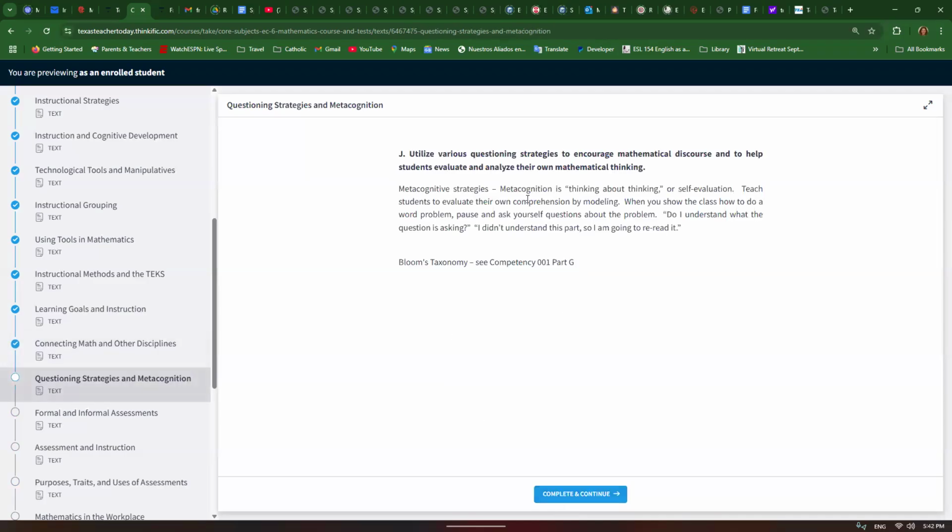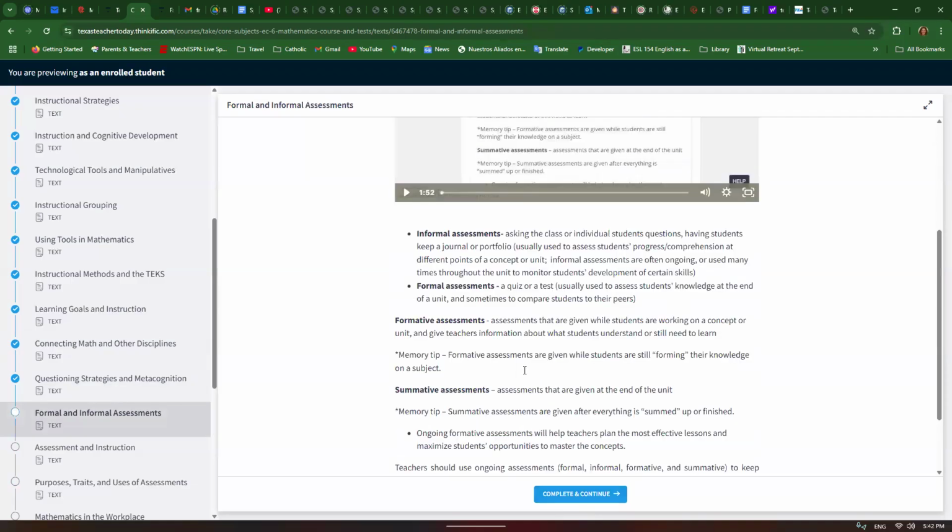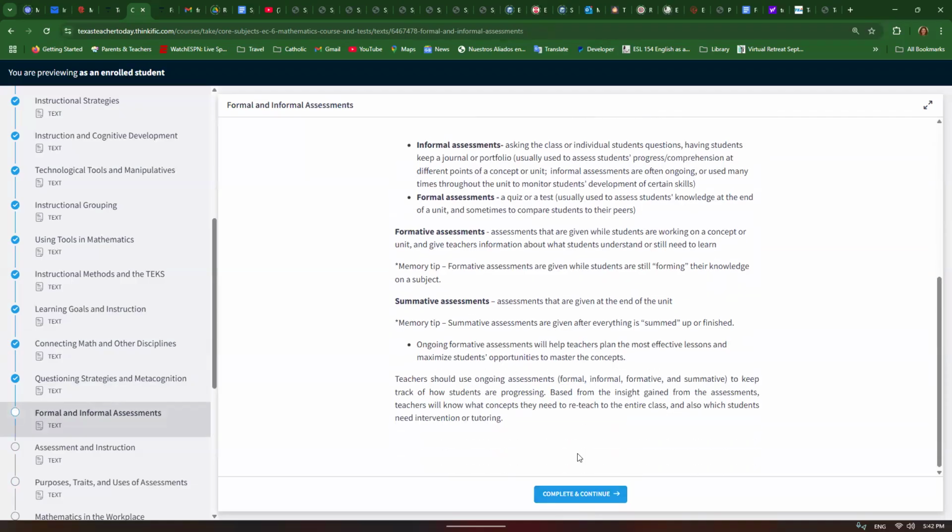Remember, we talked about metacognition, thinking about thinking. We want to always be modeling our thinking and showing them how to evaluate their own thinking. We already talked about the different types of assessments. They just mentioned that again.